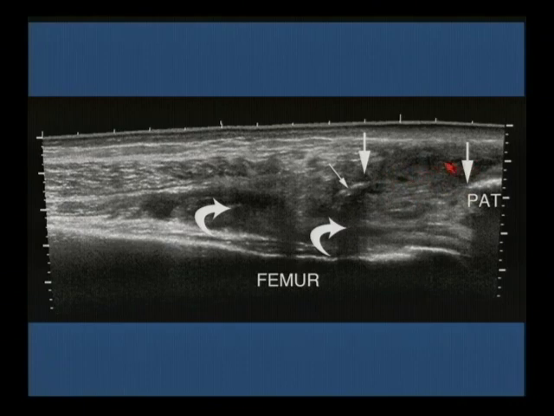Sometimes fluid will actually track into the prepatellar bursa. This looks like it's probably going into the prepatellar bursa, although I can't be absolutely certain of that. There's also one or two tiny little bony fragments here, and then again there's a complex effusion in the suprapatellar bursa. Here's the distal femoral cortex. So this is a quadriceps tendon tear.